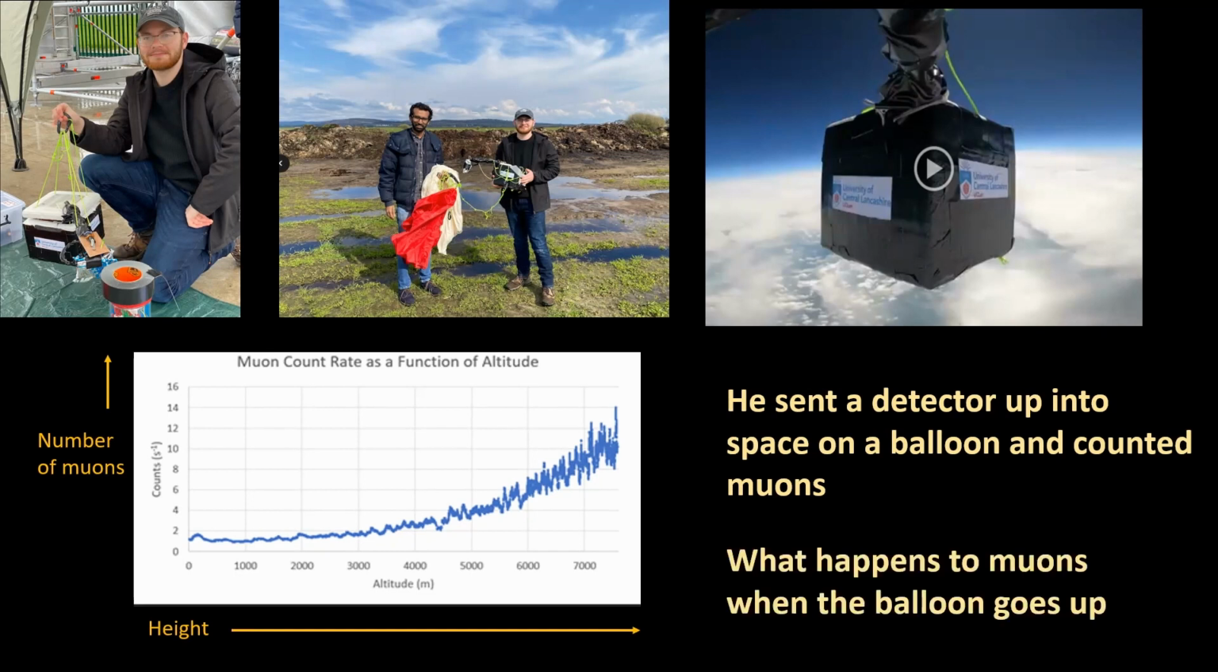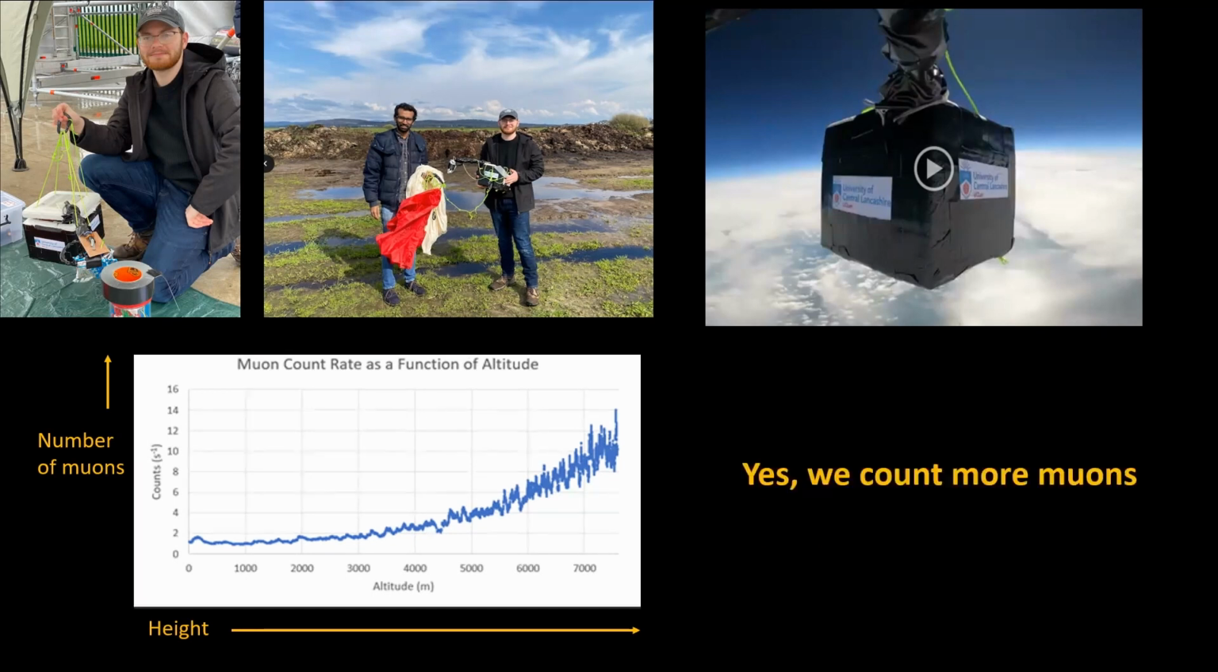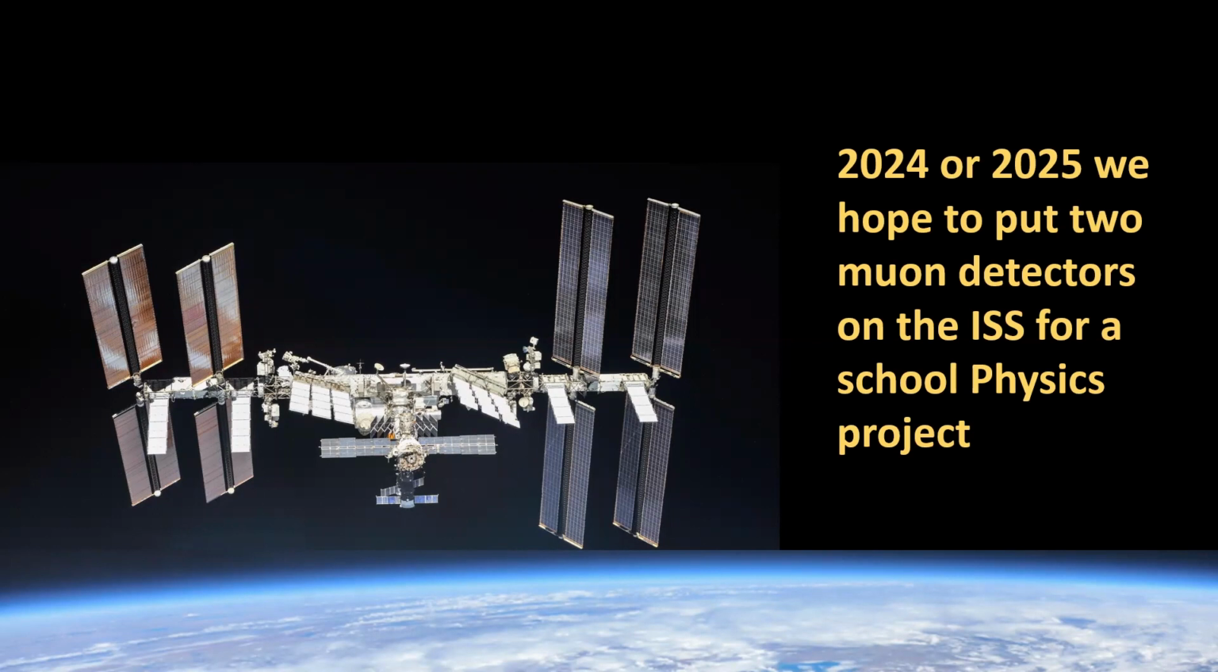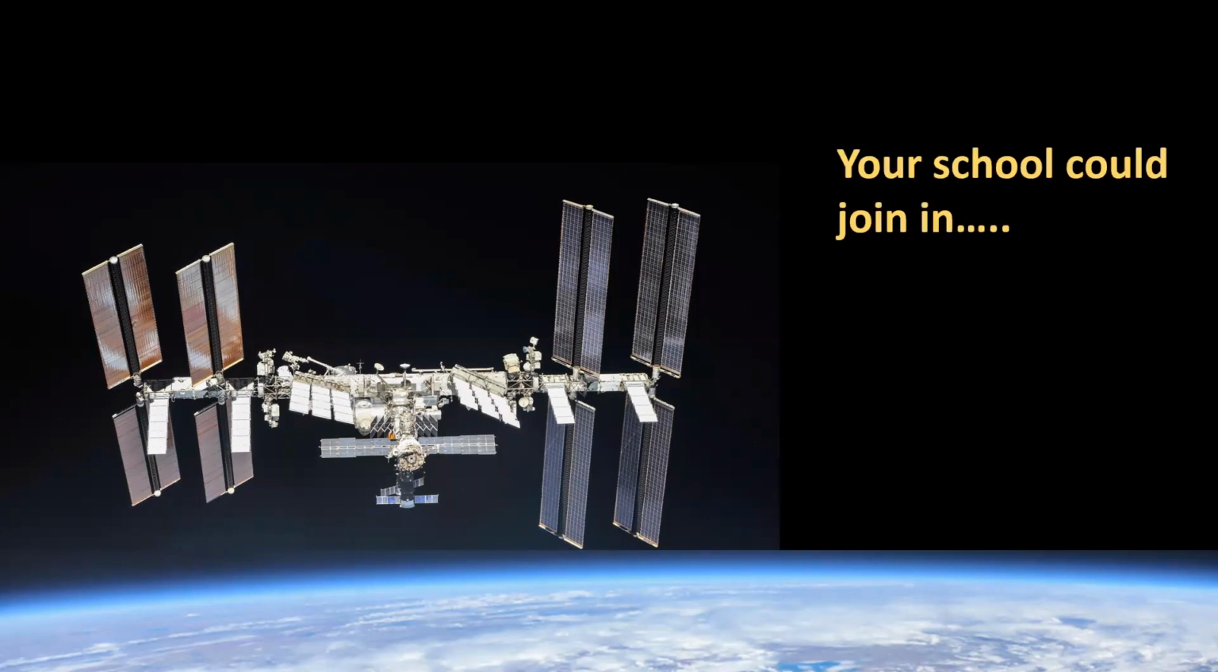Okay, so what happens to muons when the balloon goes up? We've already noted it. Bethany predicted this at the beginning. Yeah, we count more muons. Right. What next? Is that edited in? 24 or 25, we're hoping to put 2 detectors onto the ISS for a school physics project. And your school can join in. There is a school's physics project connected with the ISS, and we're hoping to join that project next year or the year after.